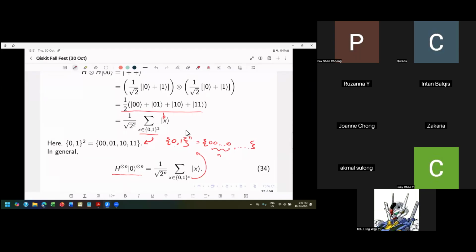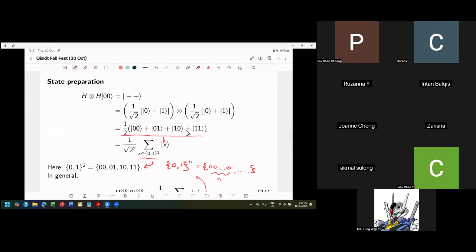So, this is what we call state preparation. The reason why we call this state preparation is because basically it prepares your two qubit states into all the possible permutations of zeros and ones. And this is also what we call a superposition. So all the possible bit strings for two bits, you can basically prepare by doing these operations. And this is quite important later on as well.